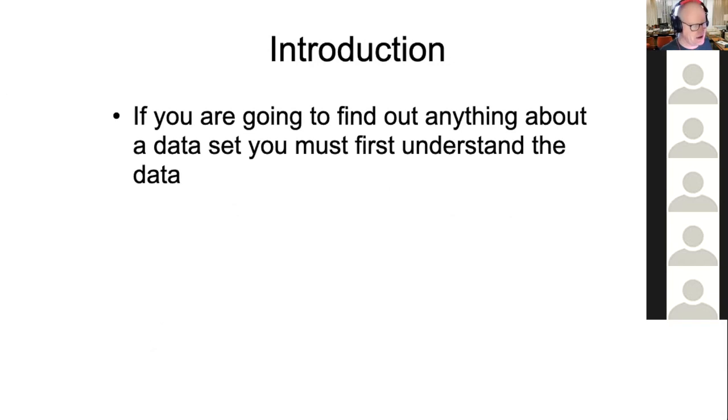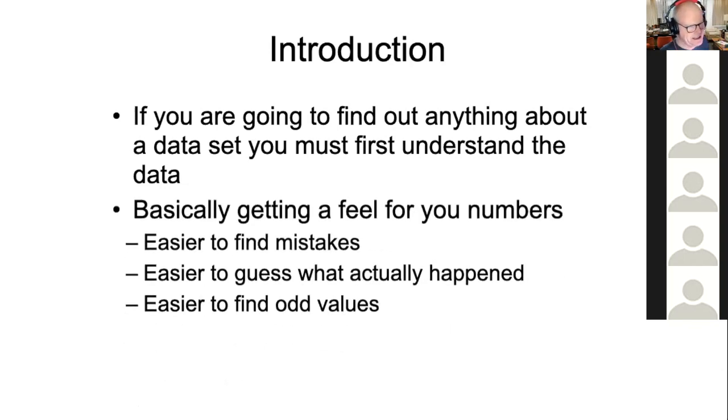My PhD advisor used to always say that statistics is there to prove what you already know. You should be able to look at your data and go, oh, I know what happened here. So basically, this is getting a feel for your numbers. It's easier to find any mistakes this way. It's easier to guess what actually happened. Right now, you don't know for sure. You can't confirm this without doing some kind of inferential procedure, but you can get a pretty good idea about what happened. And finally, you're going to find some odd values now and then.